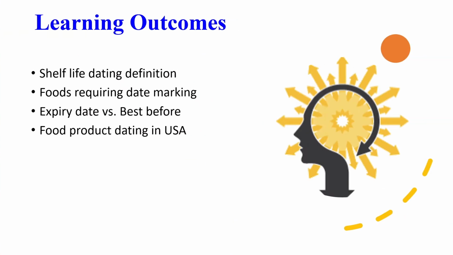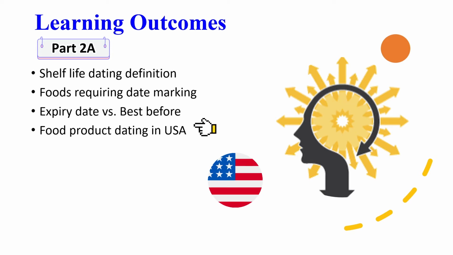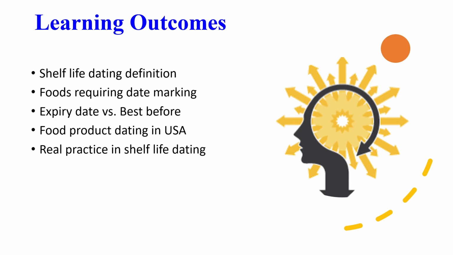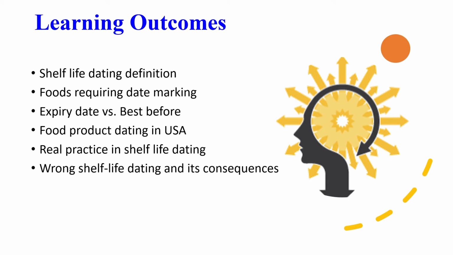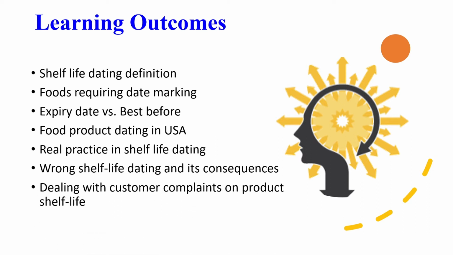In the last part, 2A, we talked about shelf life dating definitions, foods requiring date marking, the comparison between expiry date versus best before, and the food product dating systems in the USA. So today we are going to talk about the real practice in shelf life dating. Then, what is wrong shelf life dating and its consequences? And last but not least, we need to know how to deal with customer complaints on product shelf life.